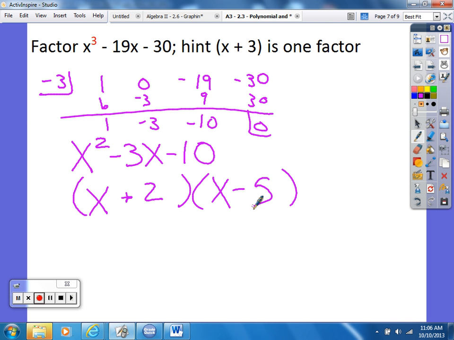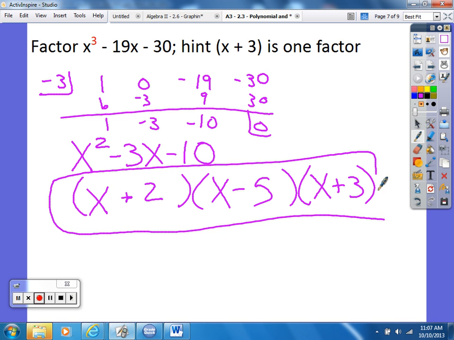Now, if I FOIL these two, just these two back together, do I get the original? No, I'm missing a whole x, aren't I? Right now I only have 2 x's, but I need 3. Where is it? The x plus 3. That is the complete factored form.